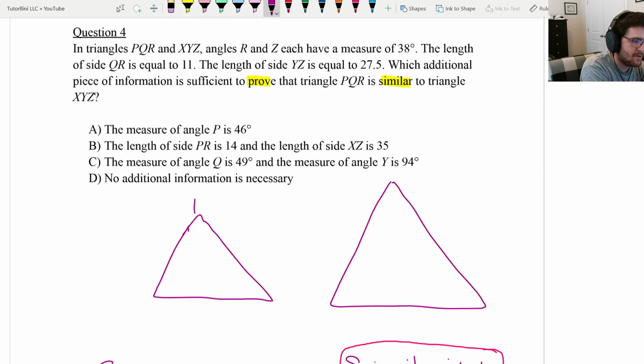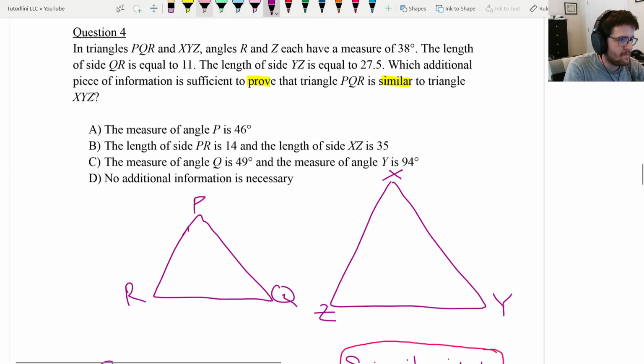PQR seems like the smaller one, so let me put PQR. And then I'm going to put X, Y, Z. The order of the letters is really important. You need to put them in the same relative order, like it talks about up here. Okay, now it says angles R and Z each have a measure of 38 degrees. So let's label that.